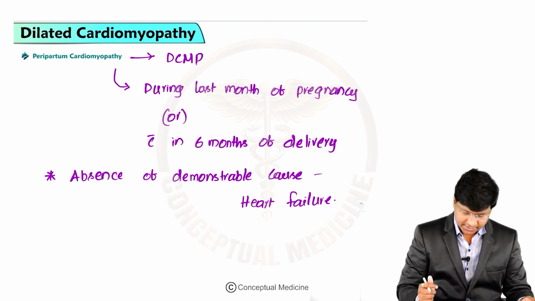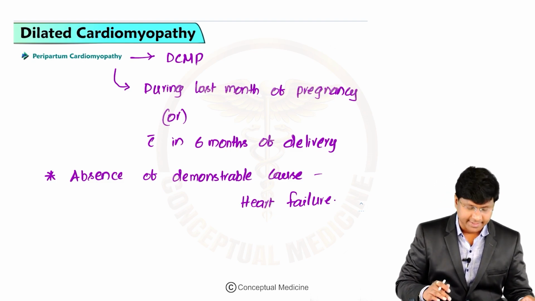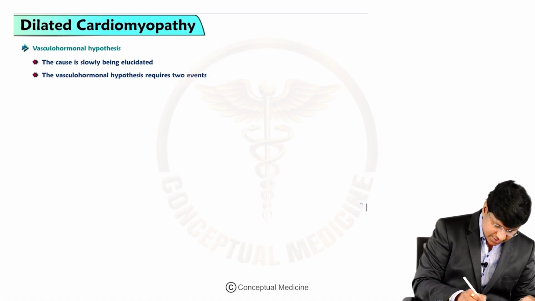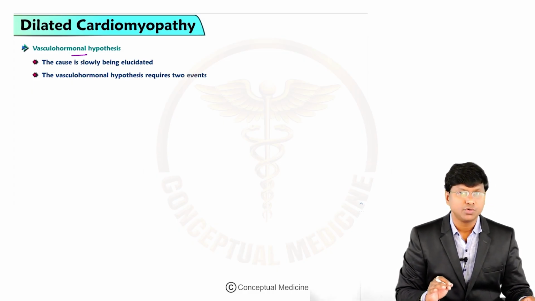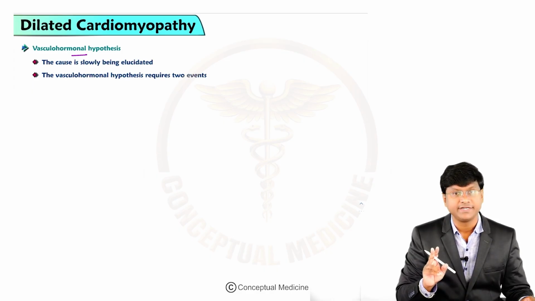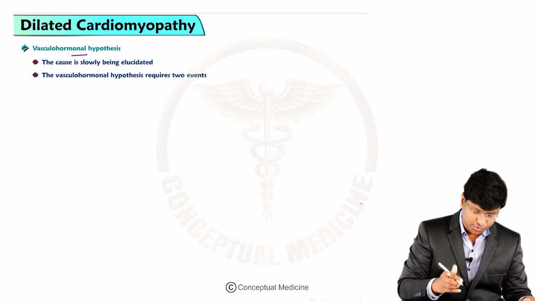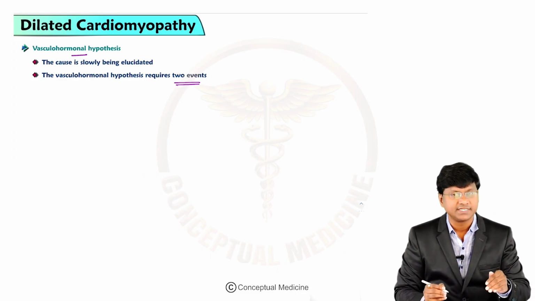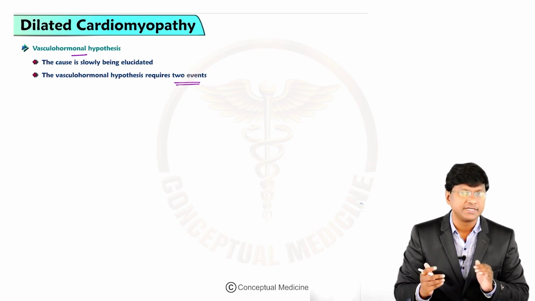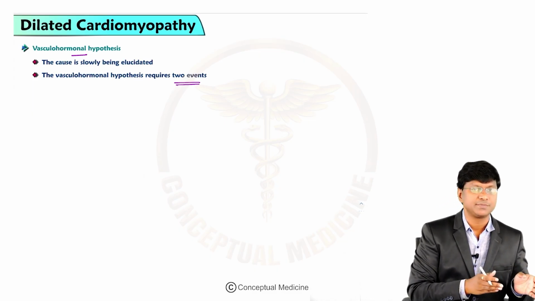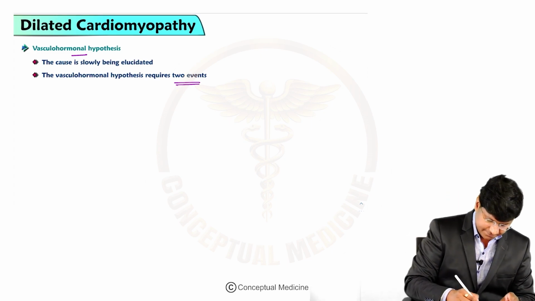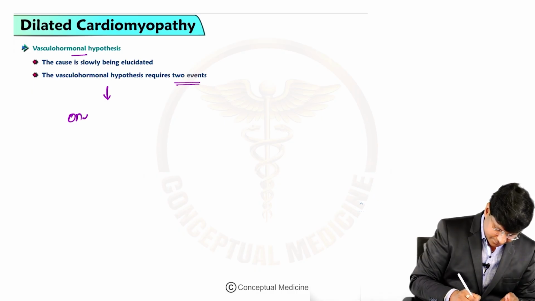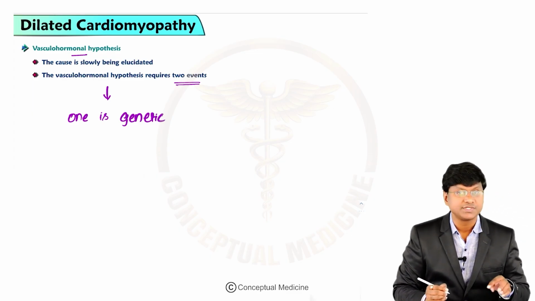Next, what is the hypothesis for the development of dilated cardiomyopathy? The hypothesis is the vasculohormonal hypothesis, and it requires two events to occur. What are those two events? Let me tell you the two events that are responsible for the development of dilated cardiomyopathy in the last month of pregnancy or 6 months postpartum. The first one is genetic.